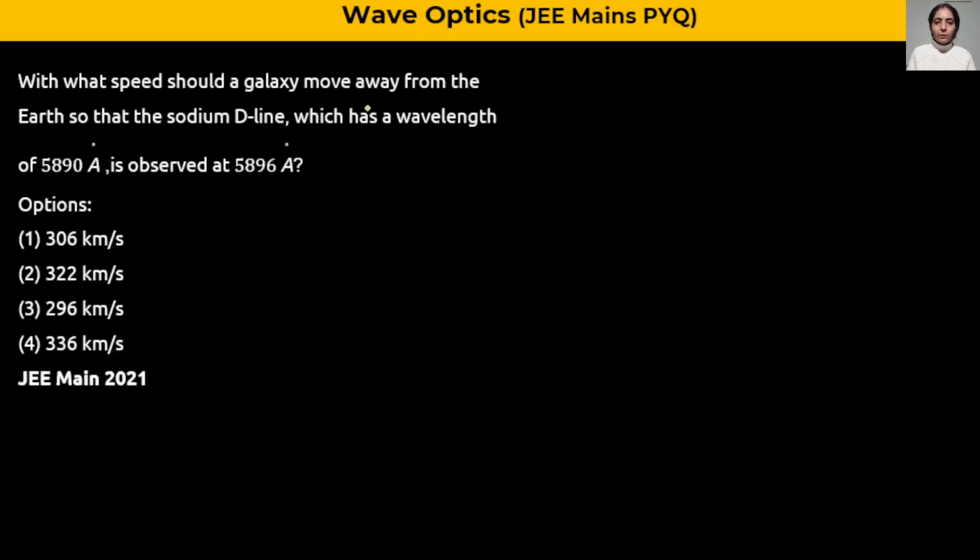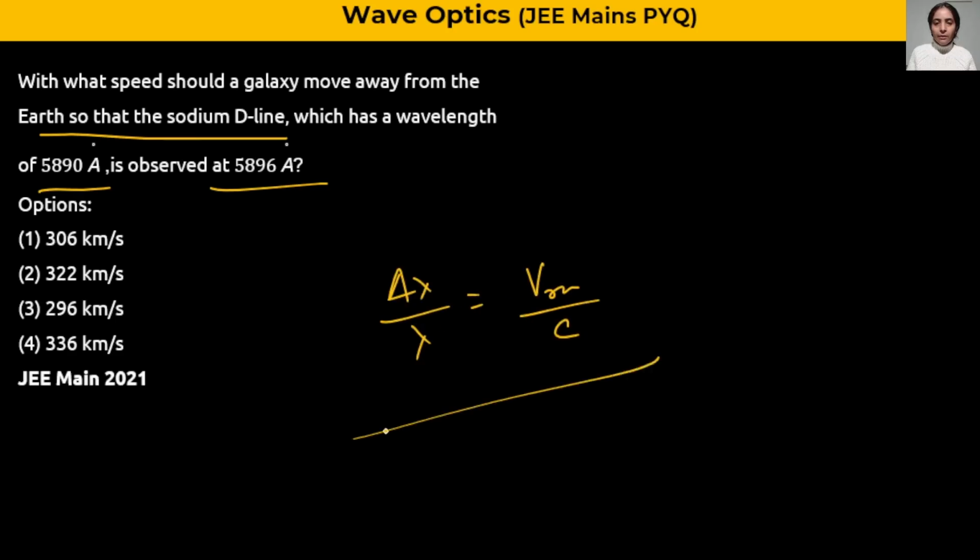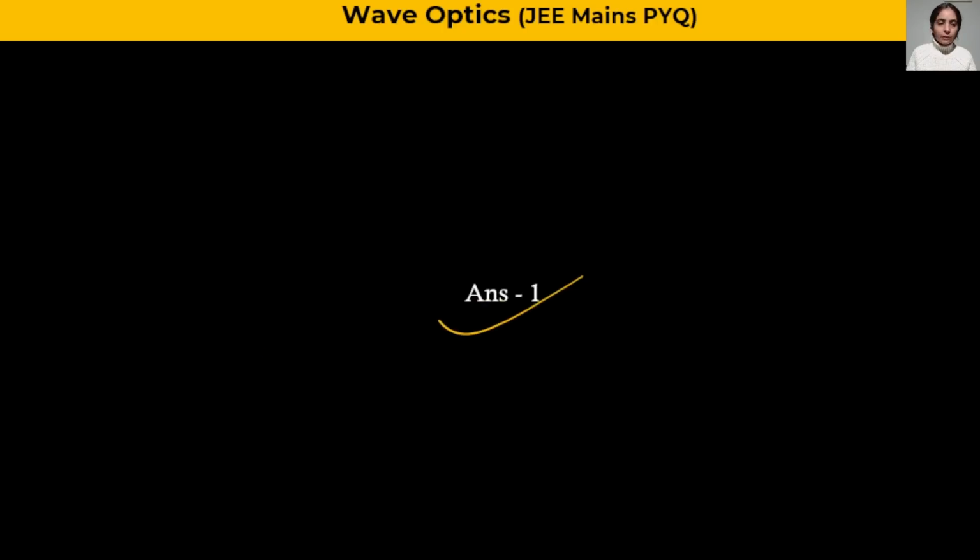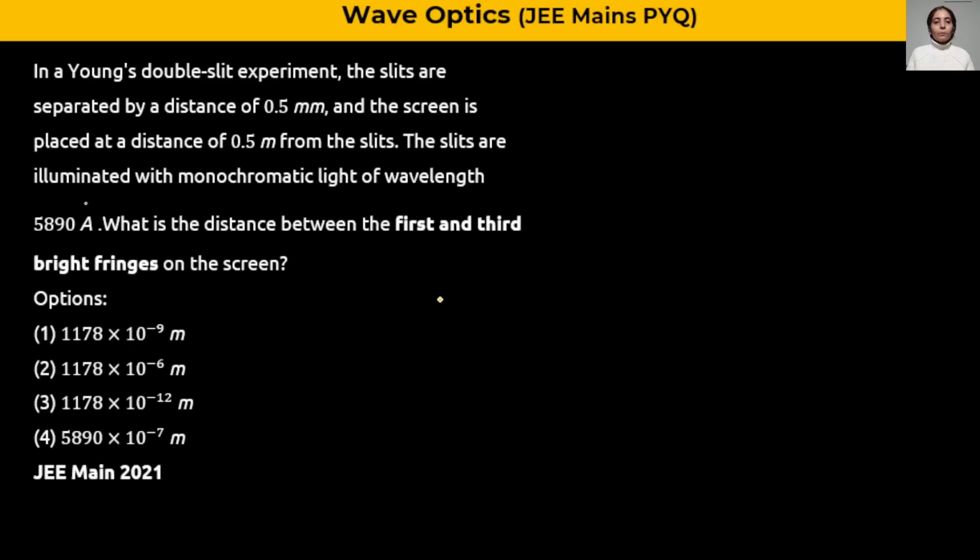With what speed should a galaxy move away from the Earth so that the sodium D line, which has this wavelength, is observed at this? Again, it is a put-the-formula, get-the-answer type question. So v radial by c. Put the formula and you will get the answer. We've already solved one such question. Chalo. Now let us deal with this one. In a Young's double slit experiment, the slits are separated by this, and the screen is placed at what distance?